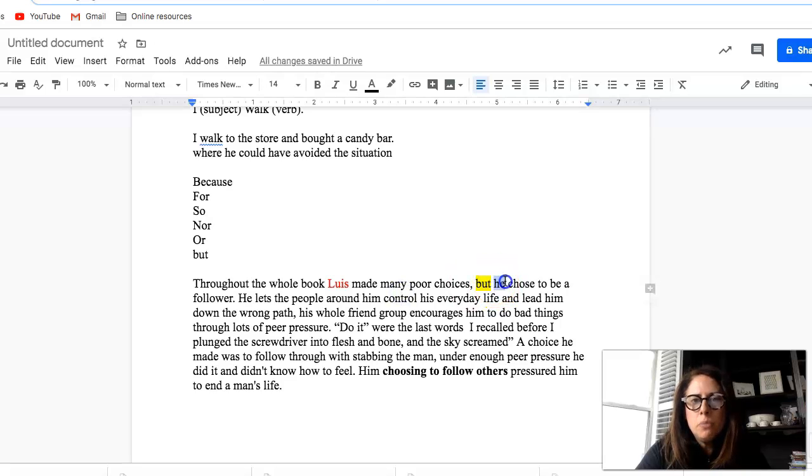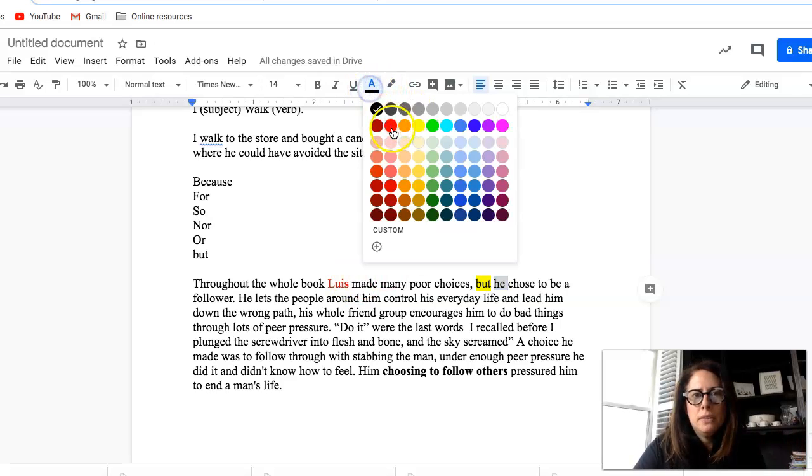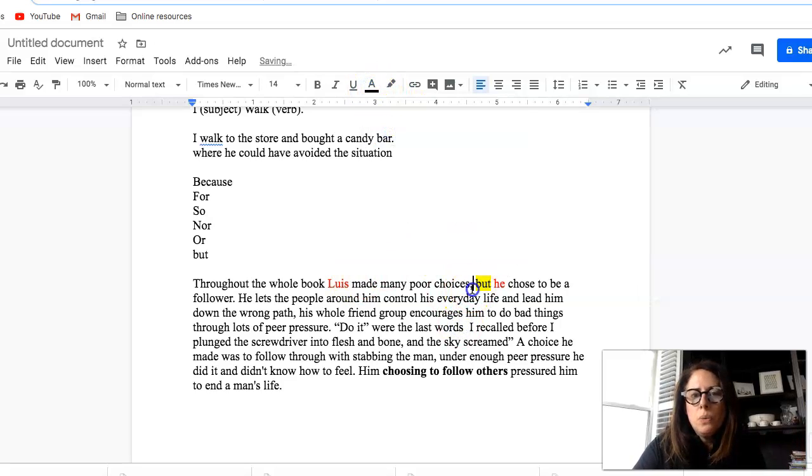And do I see a subject on the other side of the connecting word? I do. So yeah, it's not the same word, but he does substitute for Luis. So I do see the subject on both sides. So we need to make sure that there is a comma before the connecting word, and there is. However, what if she didn't have it?